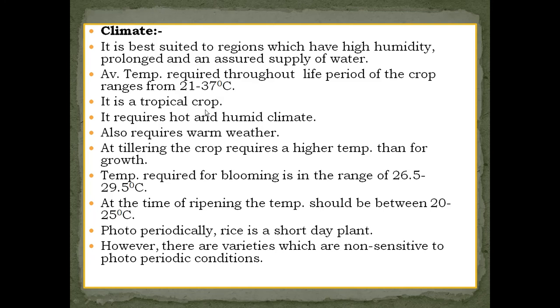And then rice, all of you know very well about this. Rice can be cultivated mainly in tropical conditions or regions where the climate is hot and humid, and it also requires warm weather. Then at tillering, the crop requires higher temperature than for growth. This is an important climate requirement, especially in rice, at the tillering stage.